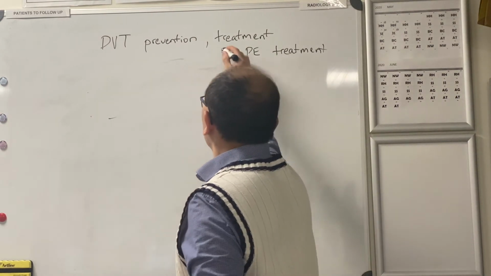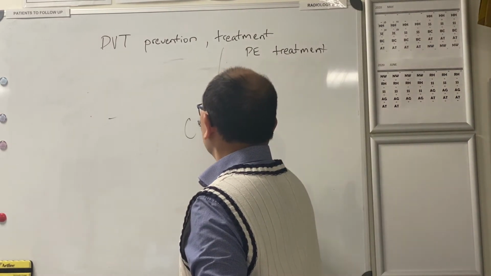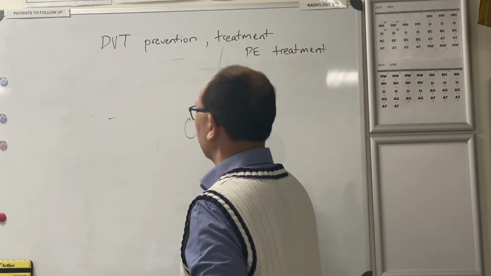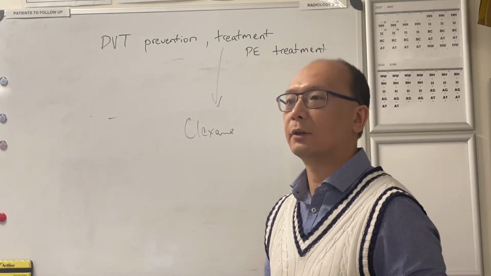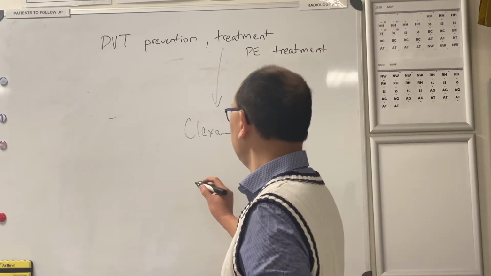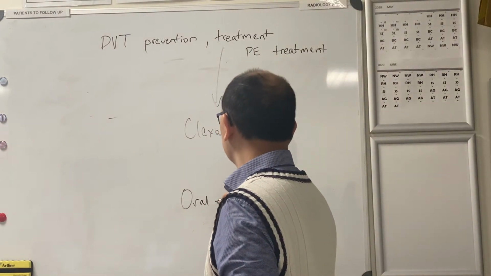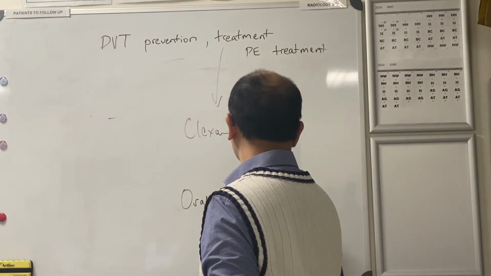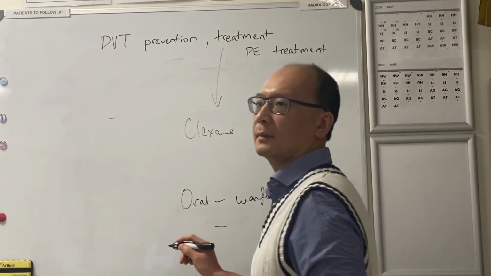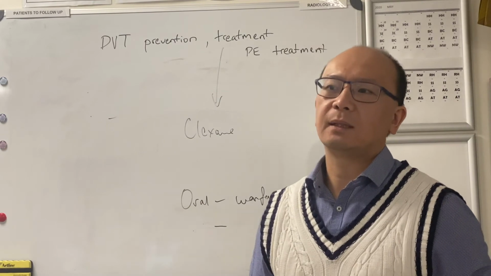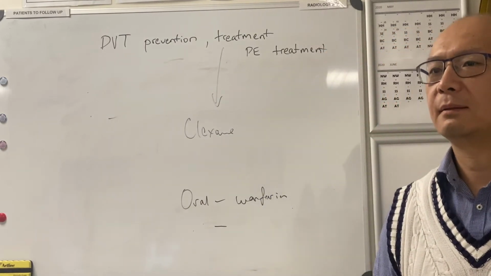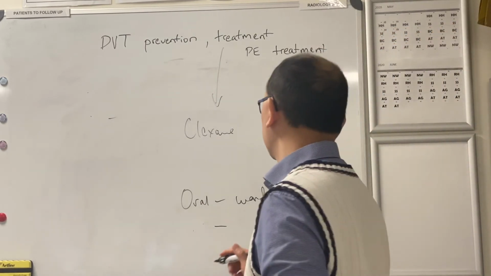Now, still on treatment, we've talked about clexane for treatment. What other agents can you use to treat a DVT or a PE for that matter? Oral agents, such as warfarin. How do you give warfarin? So you need to have close monitoring with INR. Ballpark figure, 1 to 3 milligrams a day.